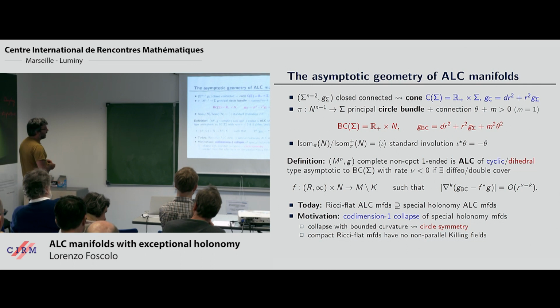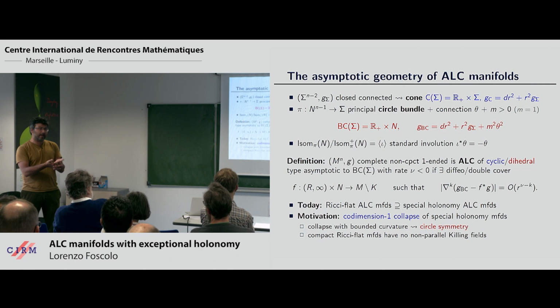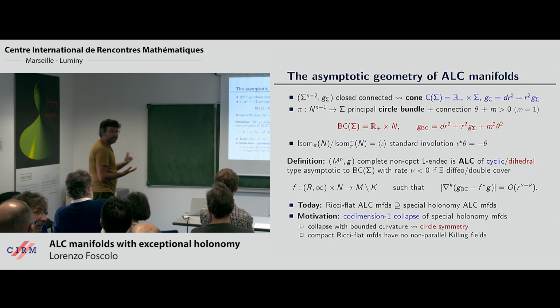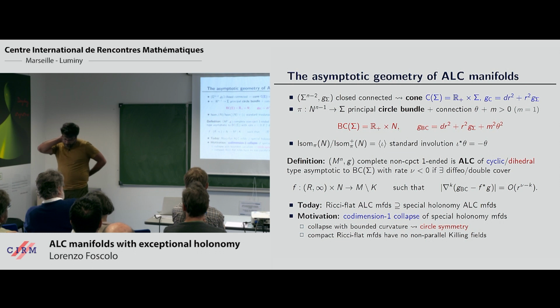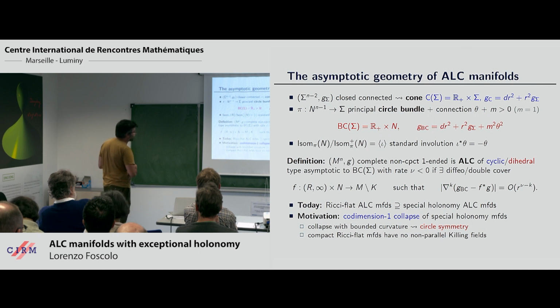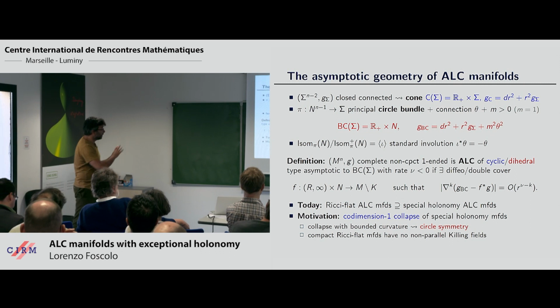ALC metrics. But on the other hand, if you're really interested in trying to think about compact manifolds, then you also know that compact Ricci-flat manifolds do not have non-parallel Killing fields. So you need some mechanism to break this S1 symmetry. And this is really provided by these dihedral ALC spaces. So in fact, in various cases, one can prove and more generally expect that for ALC spaces of cyclic type, so there's this circle action at infinity, this will actually extend to the whole manifold. And in the dihedral case, really, there's not even a circle action at infinity. So that's the mechanism to break the symmetry.